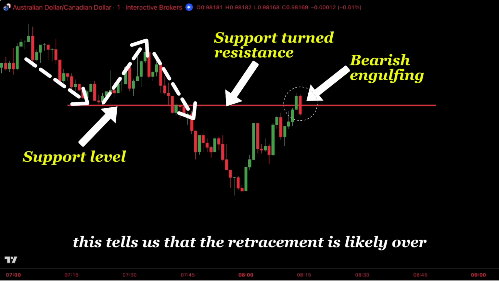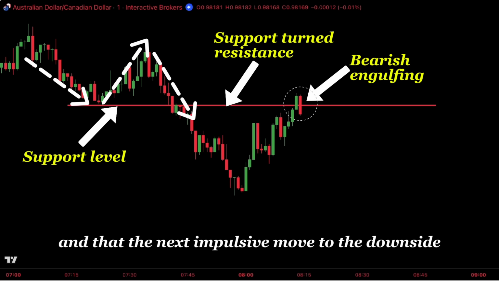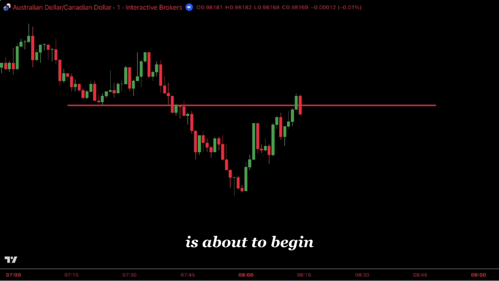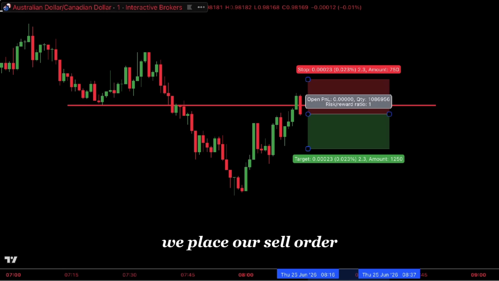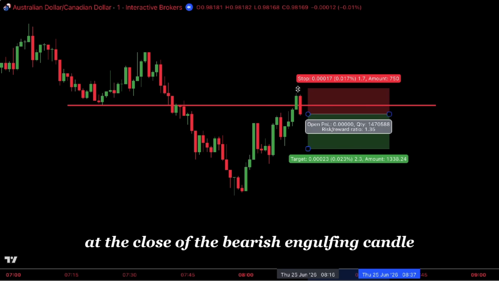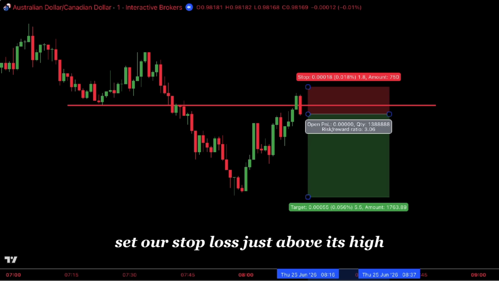This tells us that the retracement is likely over, and that the next impulsive move to the downside is about to begin. This is our confirmation to enter the trade. We place our sell order at the close of the bearish engulfing candle, set our stop loss just above its high, and target the next support level.